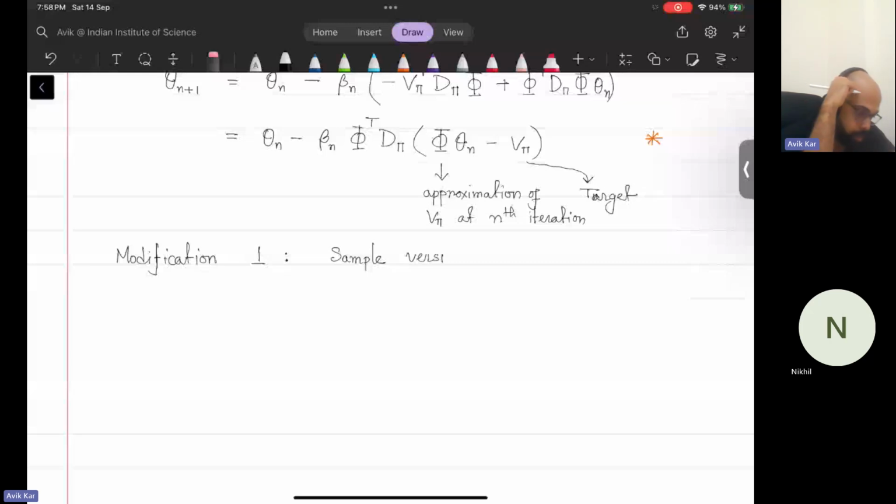Okay, so far we are denoting time by t. Let's write it as theta transpose S n. Eliminate d pi because now we are only considering the sample.